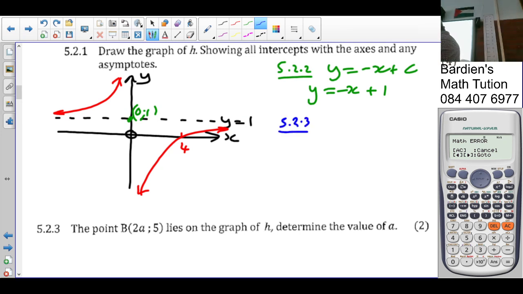So if it lies on the graph, that means if I substitute the x value in, I should get the y value out. Why? Because that's lying on the graph of h of x. You understand? You put the x in, you get the y out. You put the y in, you get the x out. And that's how it works. Okay? So we're going to substitute B, which is (2a, 5), into h of x.